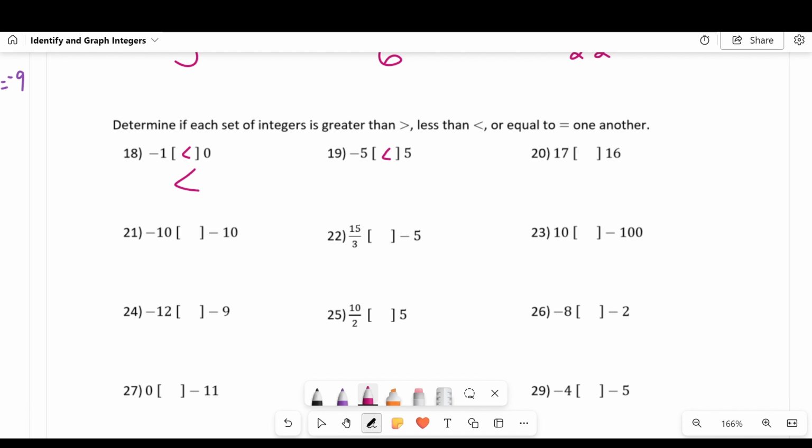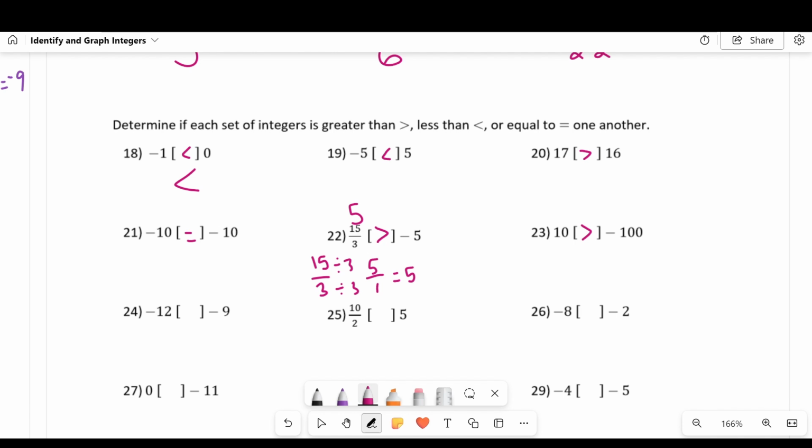Number 20, 17 and 16. They're both positives, so which one's bigger? 17 is greater than 16. Number 21, -10 and -10. Those would be equal. Number 22, we have a fraction here. Can we reduce that? Well, 15 thirds, I can divide by 3, and I get 5 over 1, which is the same as 5. So I'm really comparing 5 and -5, and 5 is greater. Number 23, 10 and -100. 10 is positive, therefore 10 is greater than -100.